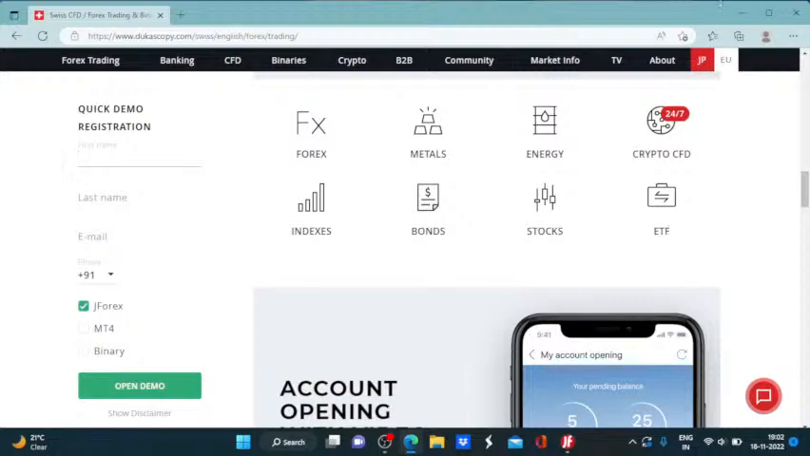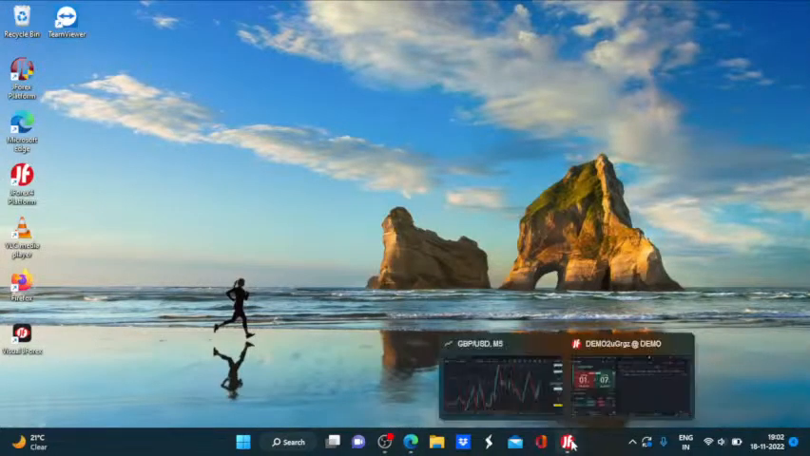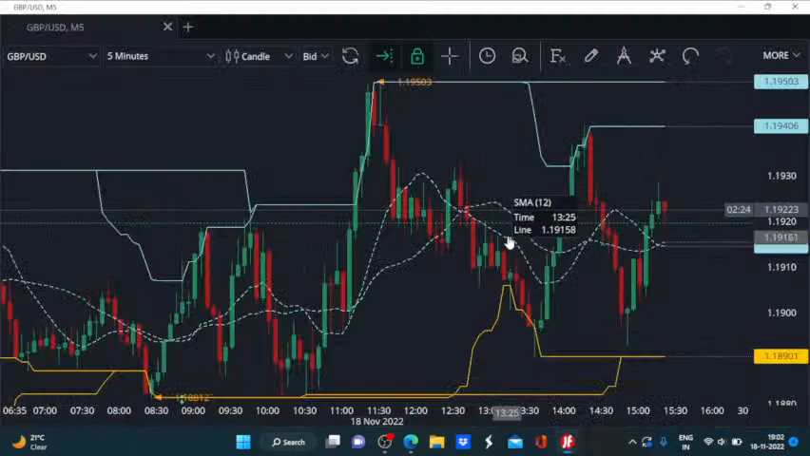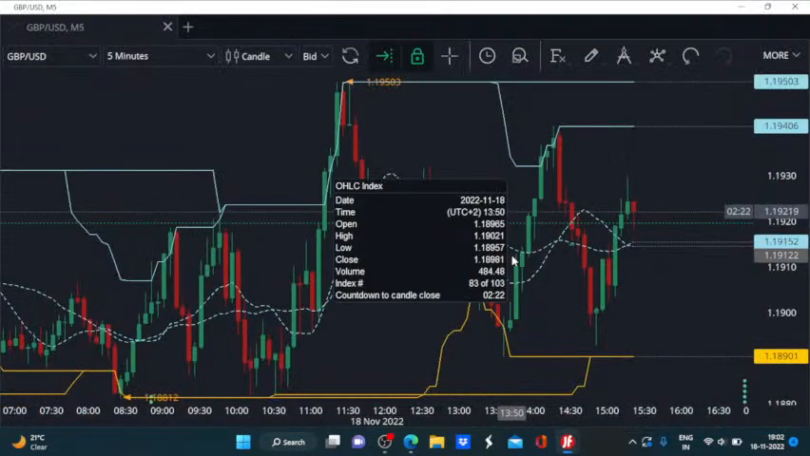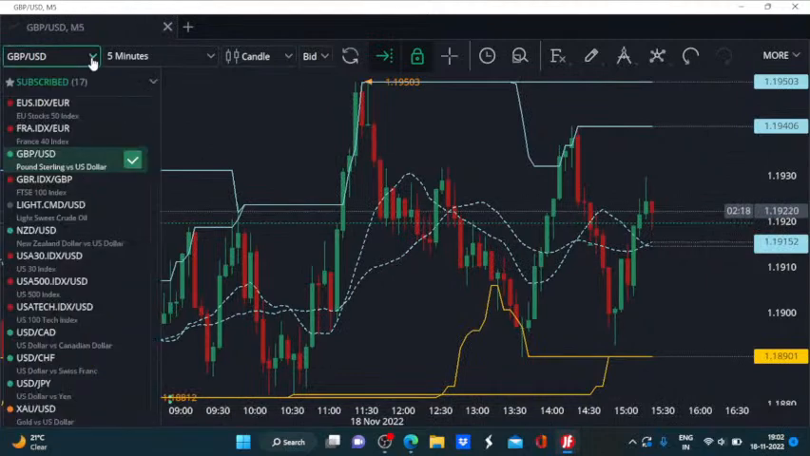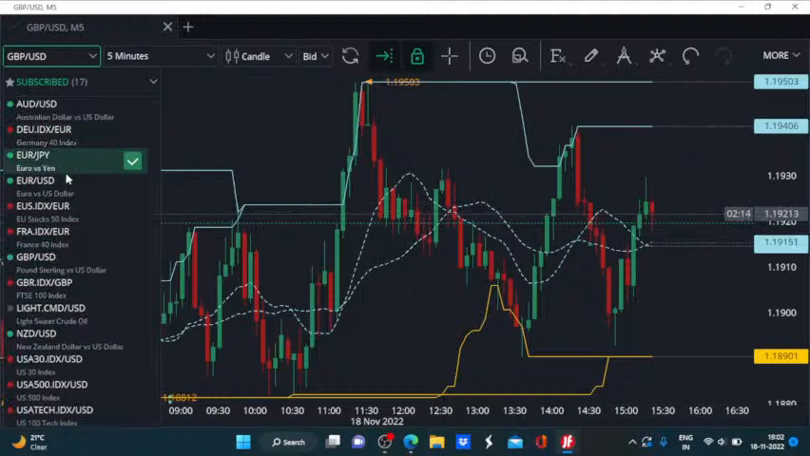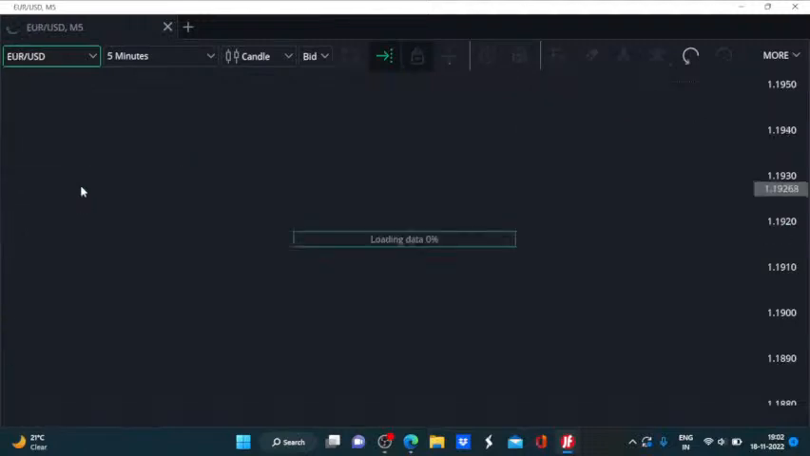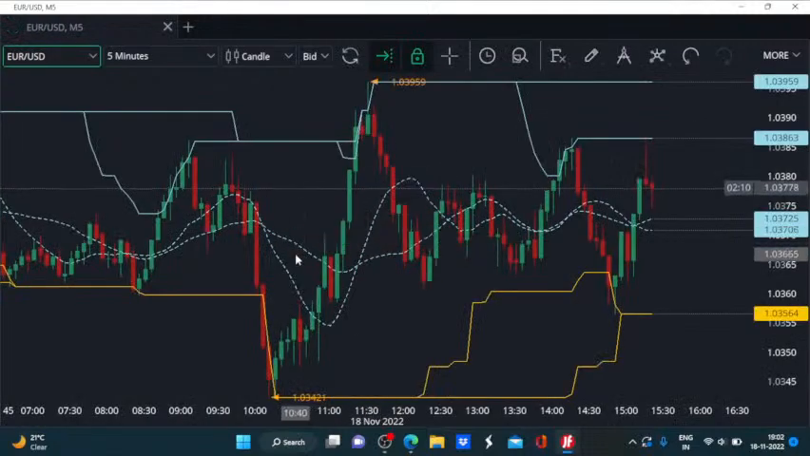So let us now head to JForex 4, the newly released trading platform from Dukascopy Bank SA. This is the GBP/USD chart drawn on the 5-minute time frame, but for reference, first I will refer to EUR/USD, and let's see what is happening on the EUR/USD.